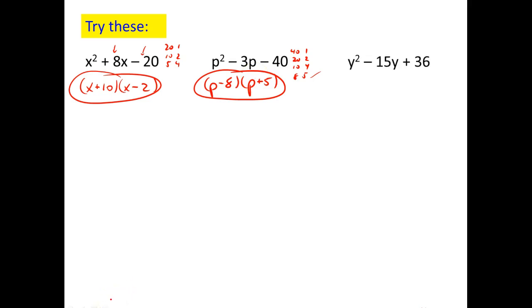How about this? Here we're looking at a positive in the back and a negative in the middle, so they're both going to be negative. So open them up, get started with my y's in the front: 36 and 1, 18 and 2, 12 and 3, 9 and 4. I think that's all of them. Since they're both going to be negatives, we're going to add those negatives together. 12 and 3 is going to give me 15. So negative 12 and negative 3 are my last terms.